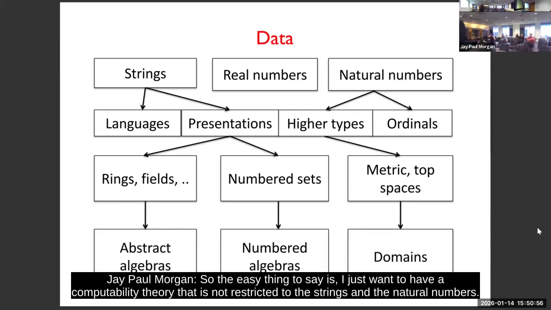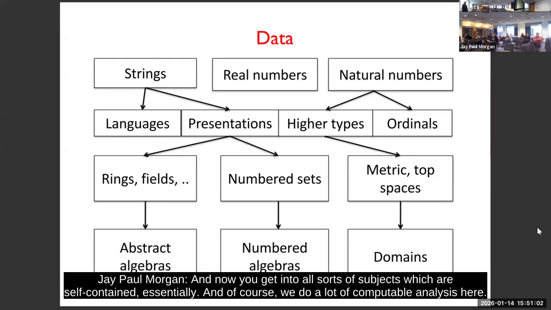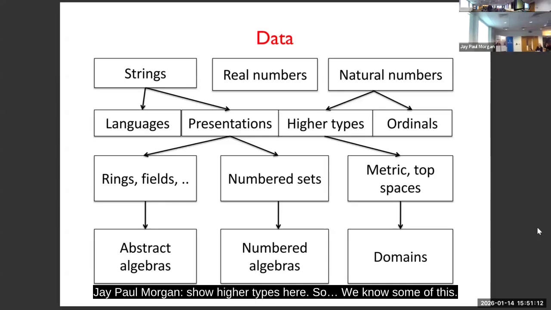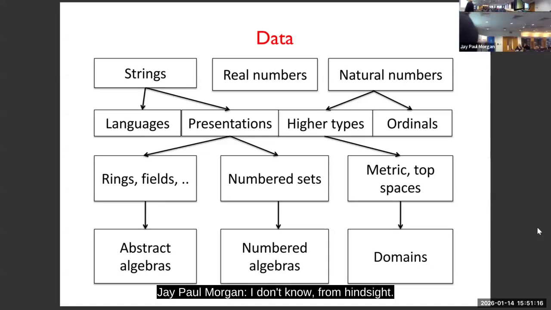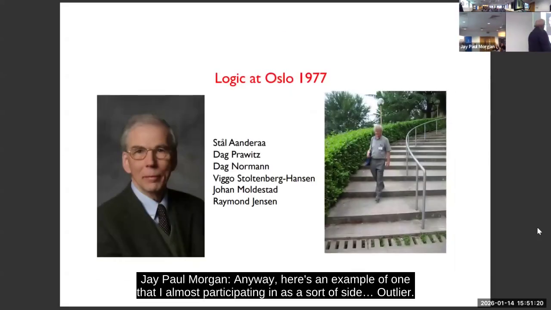So the easy thing to say is, I just want to have a computability theory that is not restricted to the strings and the natural numbers. And now you get into all sorts of subjects which are self-contained essentially. And of course, we do a lot of computable analysis here. Higher types here. So we know some of this from hindsight.